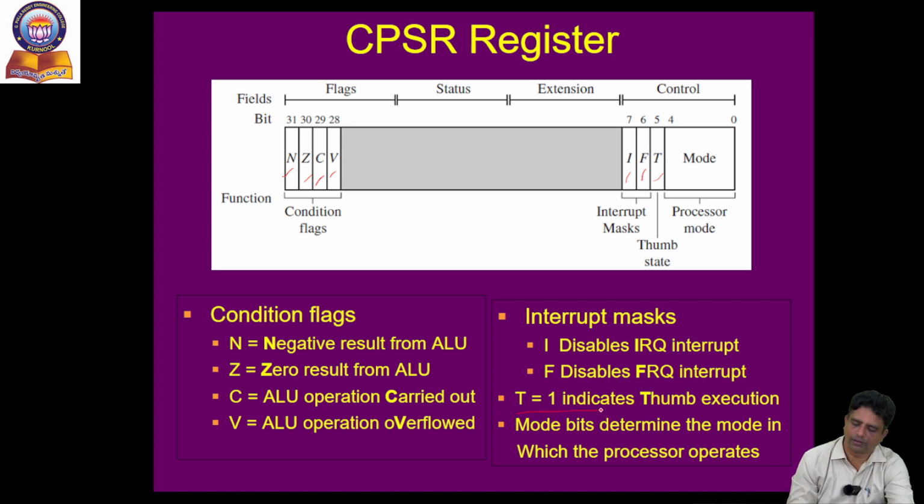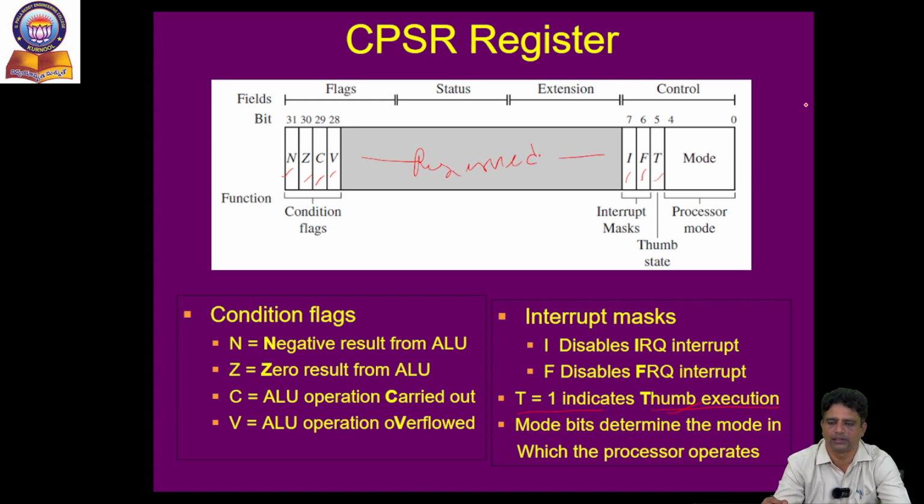Thumb mode is a place where we can reduce the quantity of instructions. If T is equal to 1, it indicates thumb execution, meaning when instructions can be shown in shorter form, we will prefer thumb instruction arrangements. The remaining bits are right now reserved. They will be utilized for other versions or later operations. And this is the arrangement which is mostly used for processor applications in user mode and all.